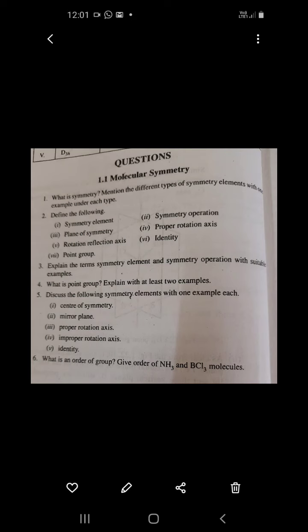Dear students, today we are going to see some questions which are given behind the chapter of Inorganic Chemistry semester 6 syllabus. So far we studied two important topics of two different units.